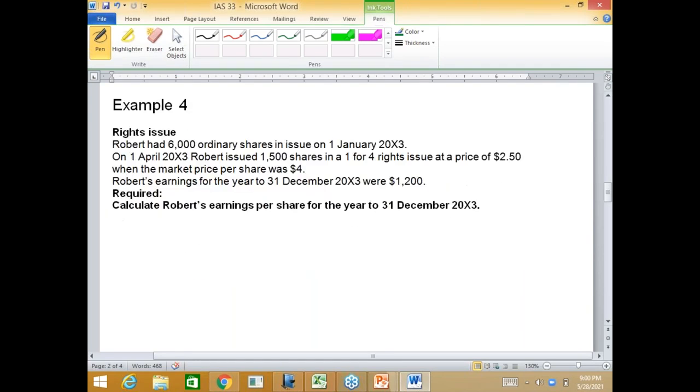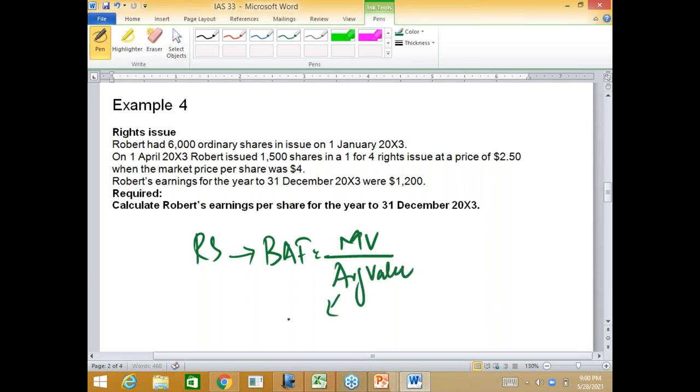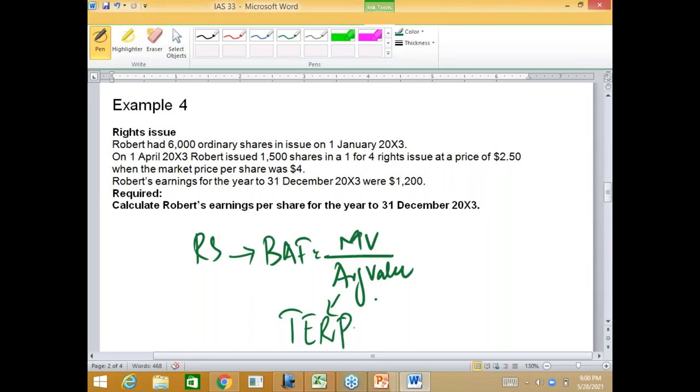Now please solve this question. This part is related to the rights shares. In rights shares, you also need to calculate the bonus adjustment factor, which will be based on the market value divided by average value. Average value is also called theoretical ex-rights price, and market value is also called actual cum-rights price. Please start to solve this question.